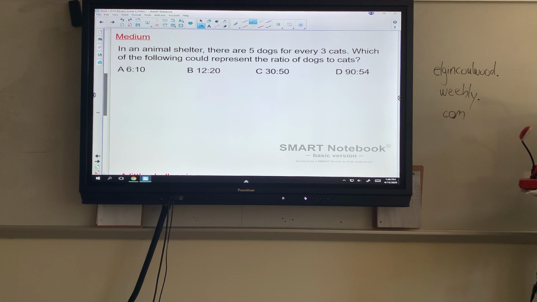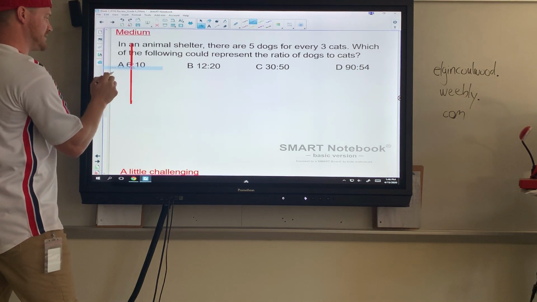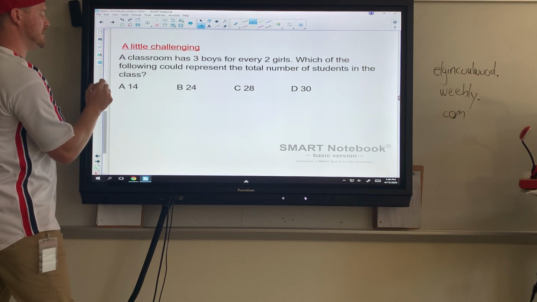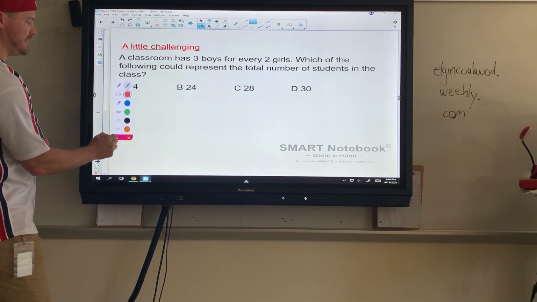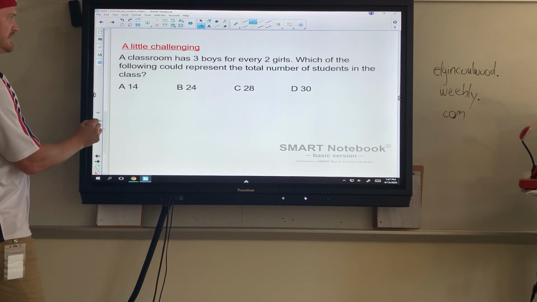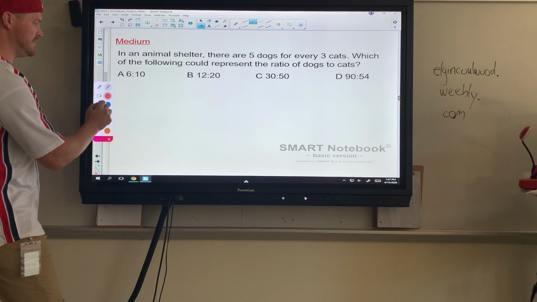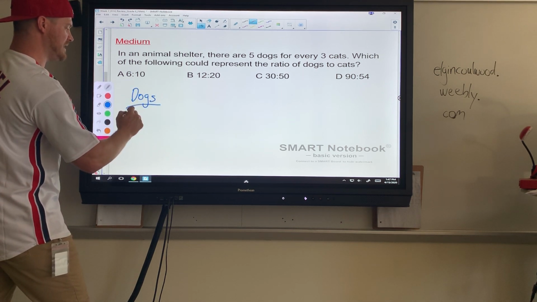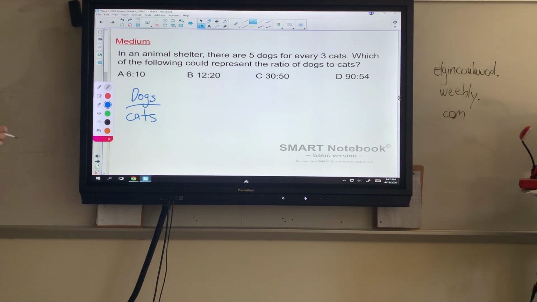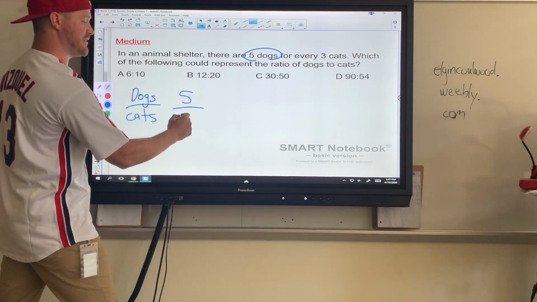In an animal shelter, there are 5 dogs for every 3 cats. Which of the following could represent the ratio of dogs to cats? So again, dogs was listed first. We got dogs over cats. How many dogs? Well, it tells it right here. 5 dogs for every 3 cats.